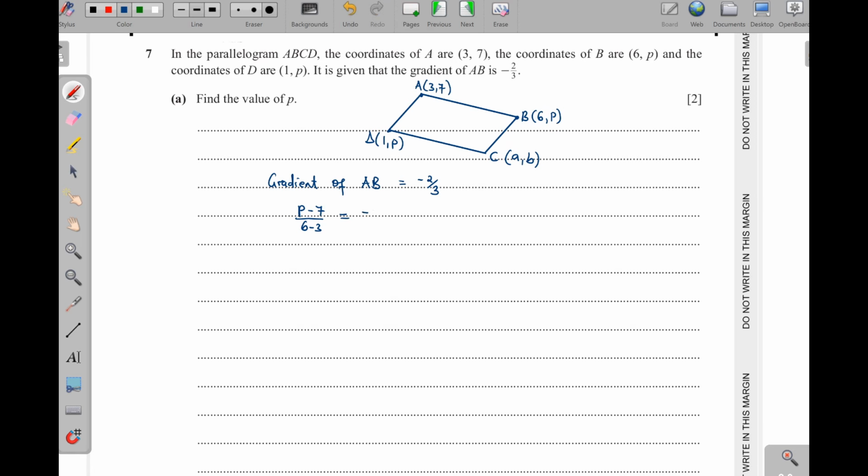And this one is going to be equal to negative 2 over 3. So our p minus 7 here, this is a 3, not so? Now when we cross multiply, we shall have negative 2 over 3 times the 3 here. Therefore, p minus 7 is going to be negative 2. Then we shall add the 7 there. Then our p becomes a 5, not so? 7 minus 2. As simple as that.